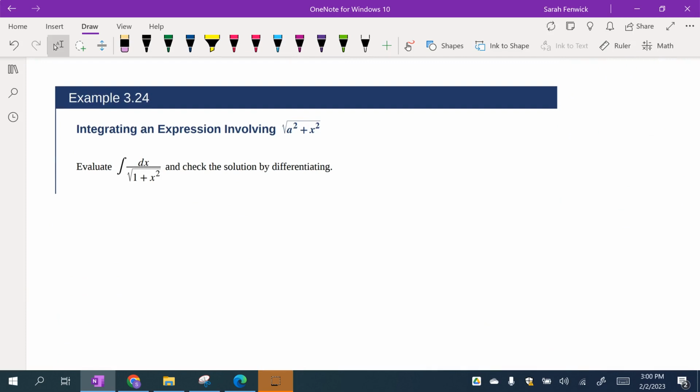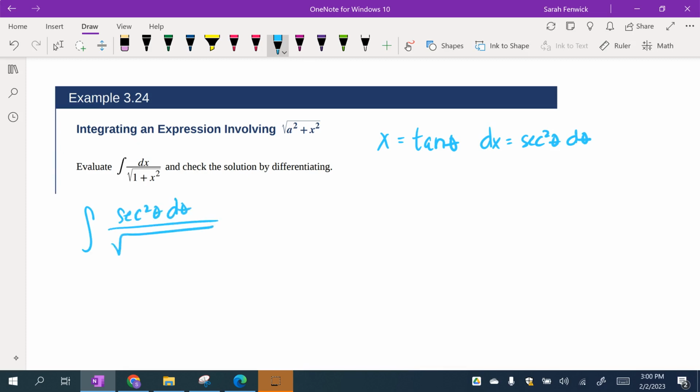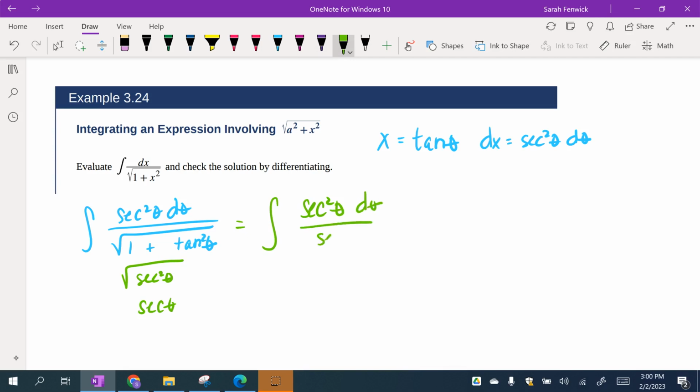We have the integral of dx over square root of 1 plus x squared. My x is going to be 1 tan theta. My dx is going to be secant squared theta d theta. So we're going to have the integral of secant squared theta d theta over square root 1 plus tan squared theta. Now, 1 plus tan squared is secant squared. When we take the square root, it's just secant theta. So we have the integral of secant squared theta d theta over secant theta, which means integral of secant theta d theta. We used this in the previous section, and the integral is the natural log of secant theta plus tan theta.